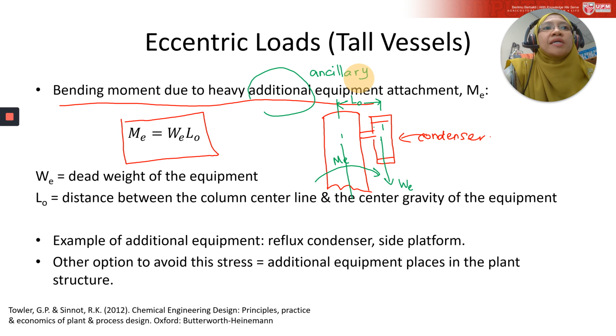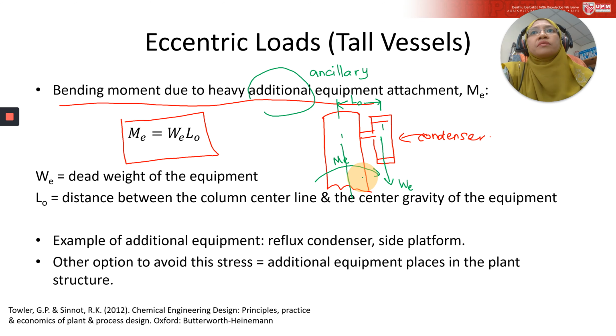If the center of gravity of the equipment does not coincide with, is not the same as, the center line of the main column or main vessel, this will cause bending, a bending moment load. But the moment caused by ladders, pipes and manways is generally small and normally ignored, neglected.